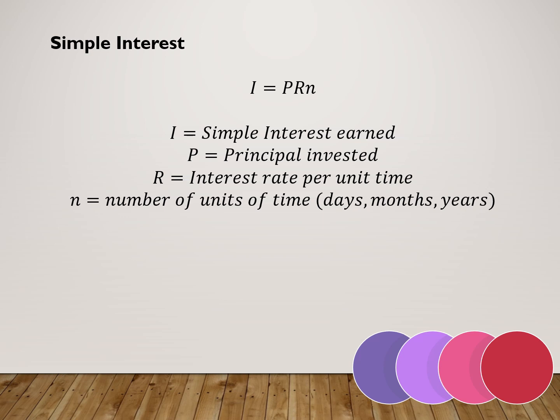So you'll need to remember that I is for the simple interest earned, and only the interest. Just be careful with that. P is the principal that you invest, or the amount that you invest. R is the interest rate per unit of time. So we'll talk about that with a couple of examples. Time is important, and N is the number of units of time.